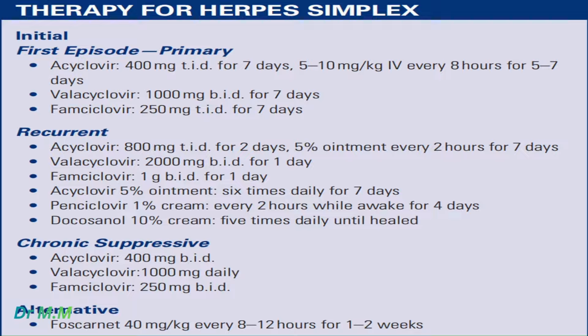In chronic suppressive cases, acyclovir 400 mg BID, valacyclovir 1000 mg daily, or famciclovir 250 mg BID. Alternative therapy includes foscarnet 40 mg per kg every 8 to 12 hours for 1 to 2 weeks.